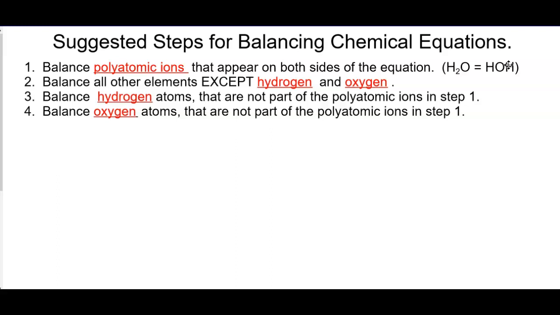So your steps are, and I would write these down somewhere in your notes: balance polyatomic ions that appear on both sides of the equation; balance all their atoms that are not part of those polyatomic ions, except for hydrogen and oxygen; balance hydrogen atoms that are not part of the polyatomics; and then balance oxygens that are not part of the polyatomic. So basically, I like to say you leave hydrogen second to last and oxygen dead last. Please pause this video and jot down these steps.